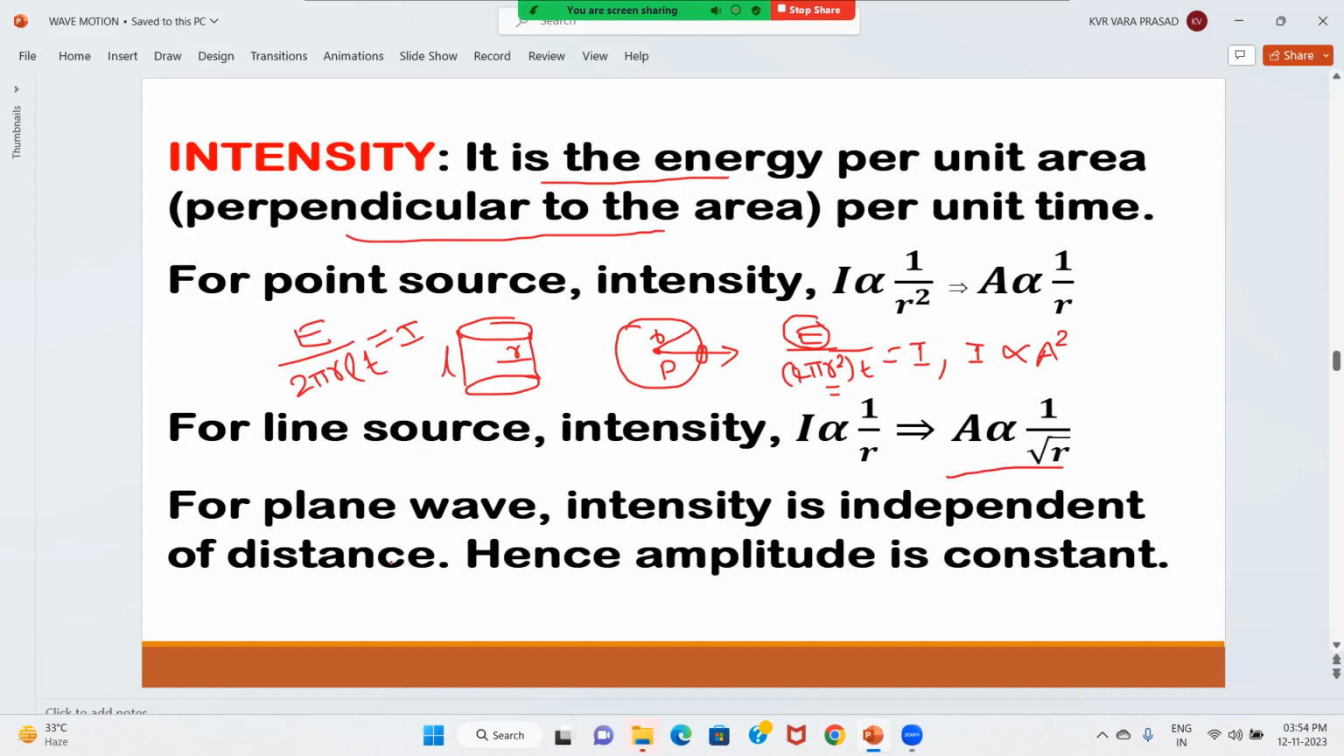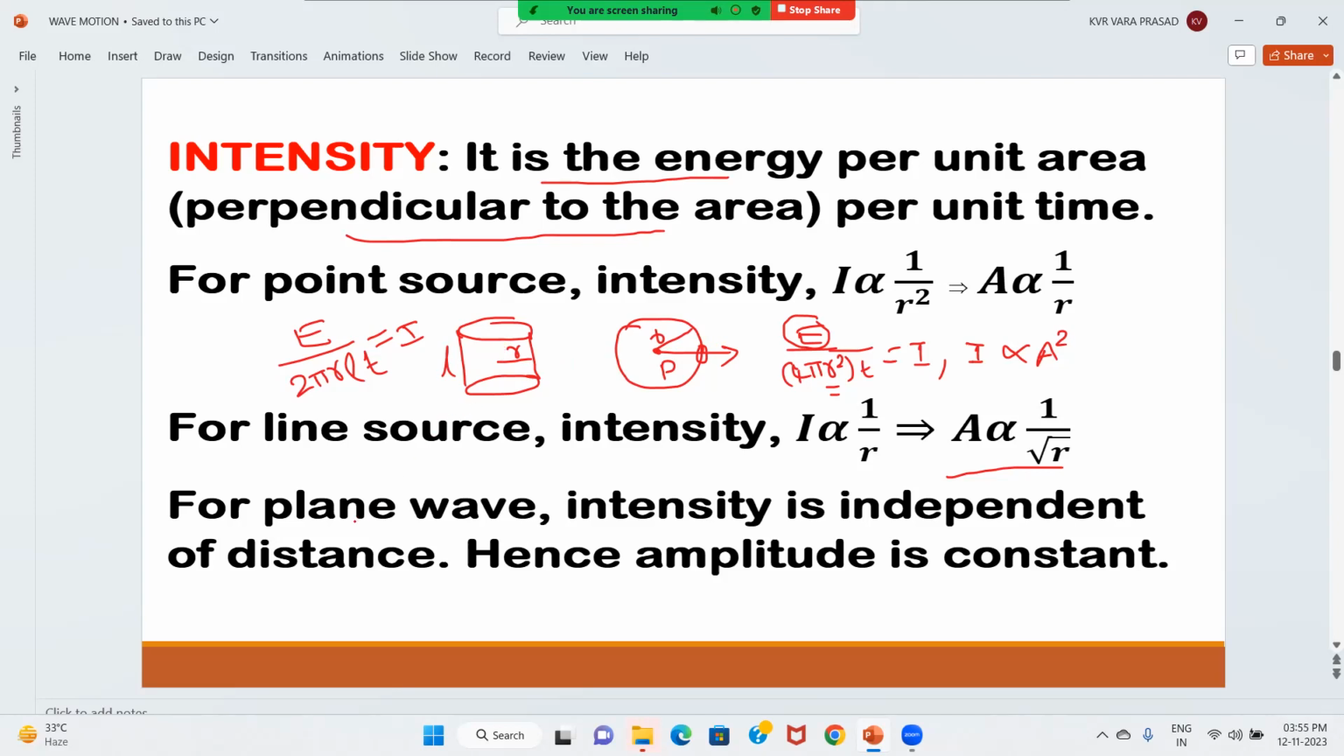Right. If you are taking a plane wave, it means the area of the wave is not changing. See carefully, when you are taking spherical, as energy propagates radially outwards, the radius of that sphere is increasing. So surface area is increasing. If you take cylindrical, as energy propagates outwards, the radius of the cylinder is now increasing. Therefore, intensity is decreasing and hence amplitude is also decreasing.